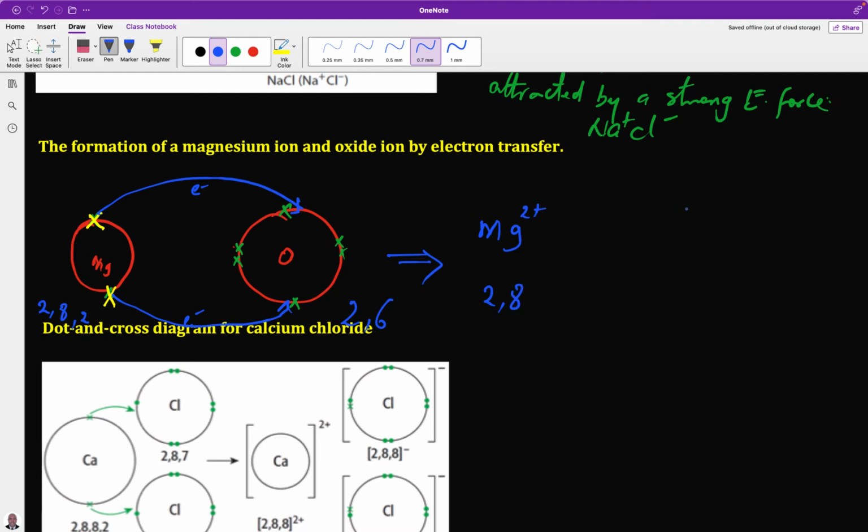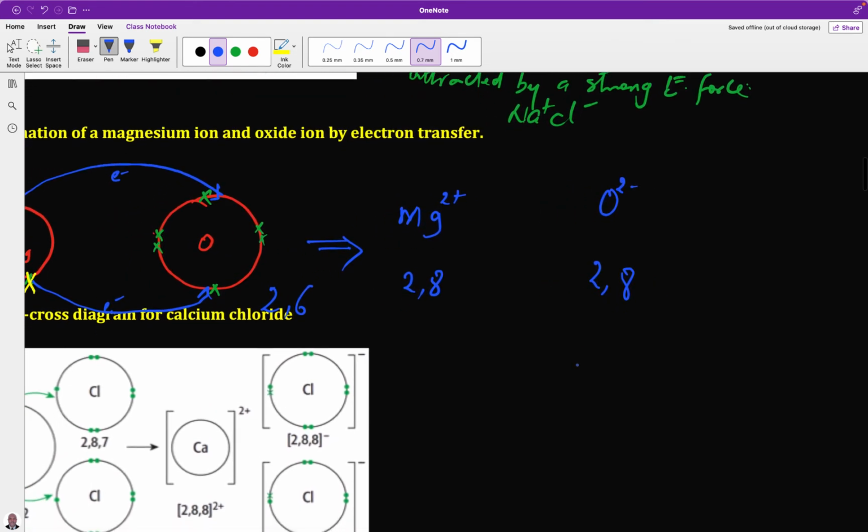Then oxygen. Oxygen has gained 2 electrons. So what is the oxygen now? There is 2 minus oxygen here. Oxygen will fill its shell now to what? To 8. It will be 2, 8. That will be oxygen now. Magnesium from 2, 8, 2 to 2, 8. Oxygen from 2, 6 to 2, 8.